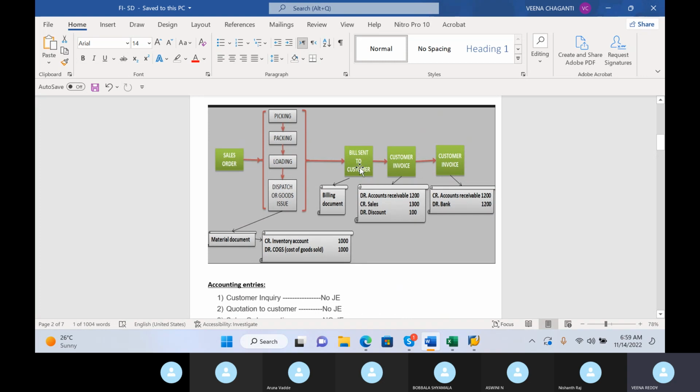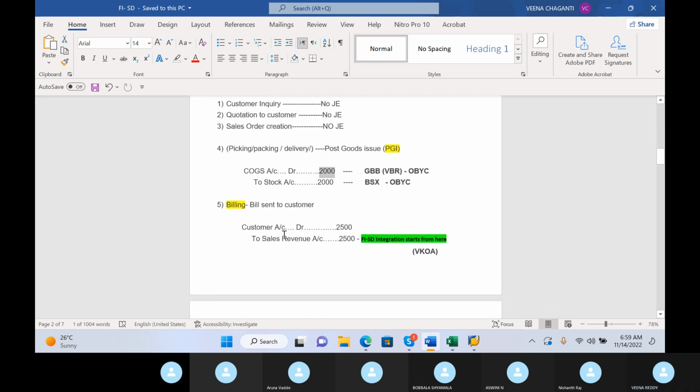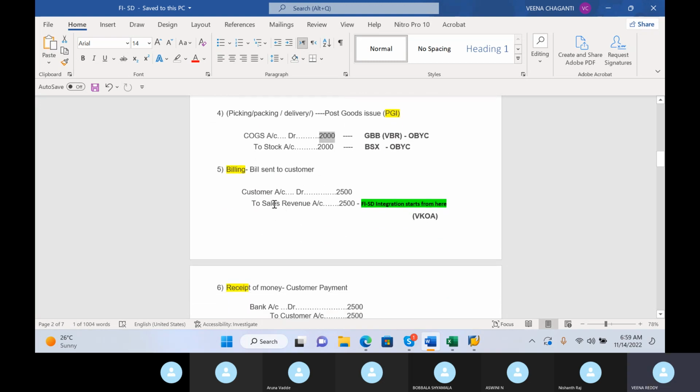After that, the bill is sent to the customer. After post goods issue, we send the bill to the customer. The customer account is debited, the customer receiving the bill. So here the amount is increasing. Why? Because we are adding some revenue with this product. Without revenue we can't sell the product, right? So that's why in sales and distribution they will add some revenue for that product.